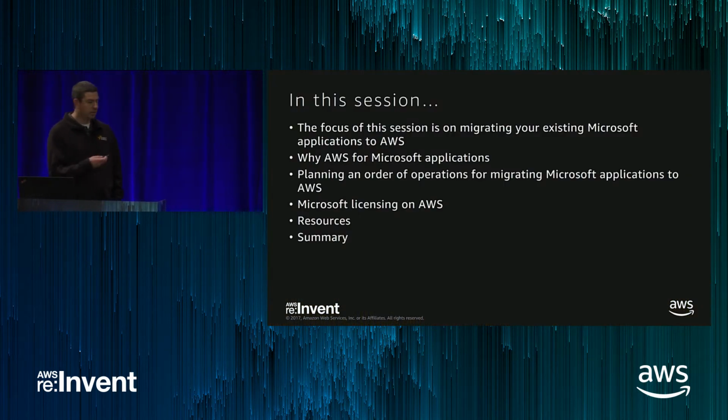Okay, so we've already talked about order of operations and licensing. First off, why AWS for Microsoft applications? A lot of customers don't necessarily understand the capabilities that we provide that are unique to AWS, that they may not get in their existing on-premises environments. We'll cover a little bit of that. I'll also talk about sequencing. How do you migrate, say, Exchange or SharePoint or System Center Config Manager to AWS?